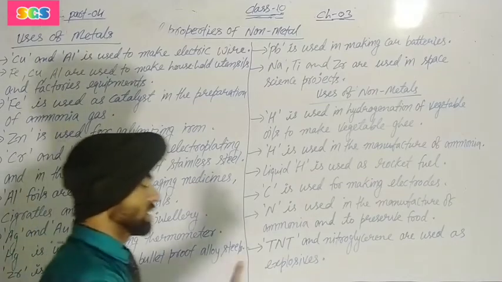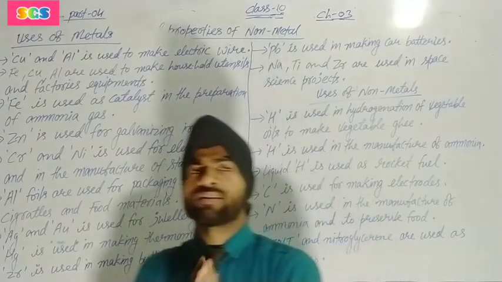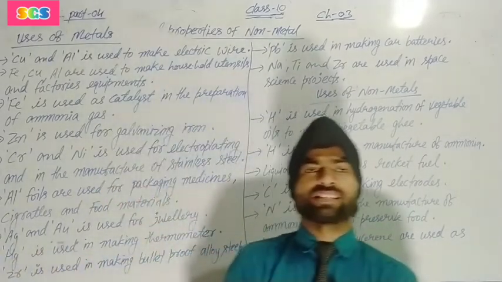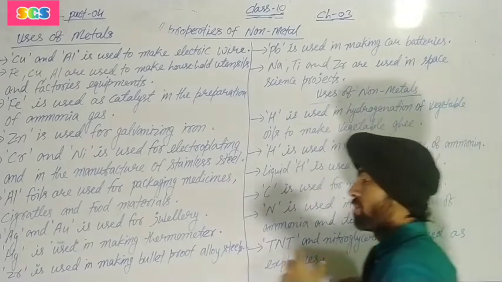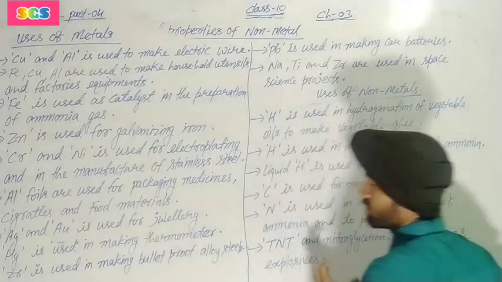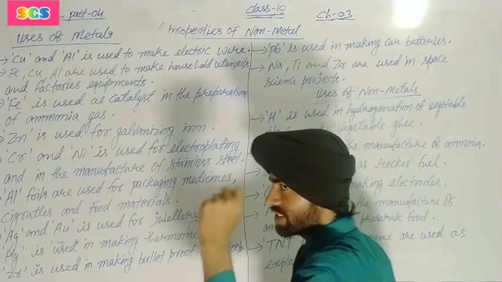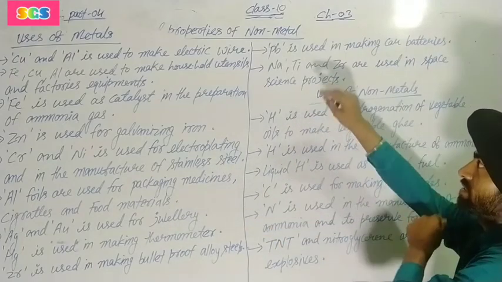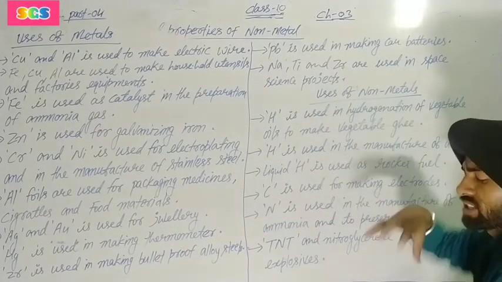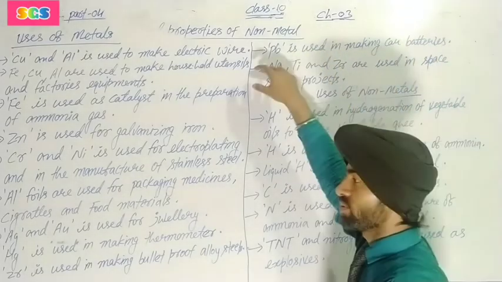Zirconium, ZR is the symbol of zirconium. Zirconium is a metal which is used to make bulletproof materials, bulletproof jackets, bulletproof alloys. Bulletproof alloys are made by the use of zirconium metal. Okay. Another metal is what? Lead. Lead is used in car batteries. In making car batteries, lead is used also.